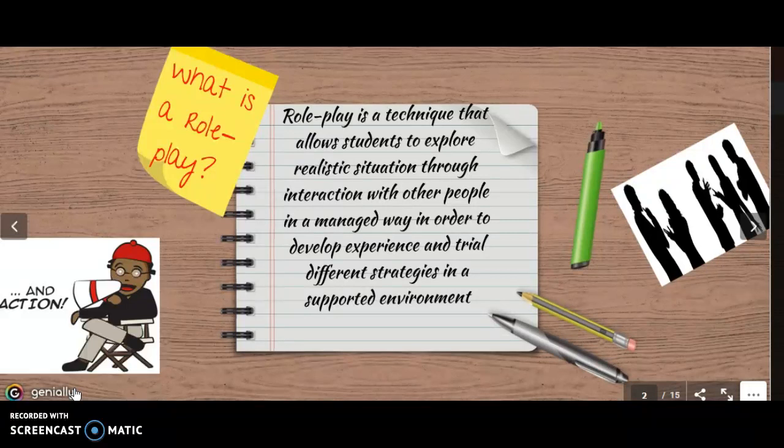What is a role play? Role play is a technique that allows students to explore realistic situations through interaction with other people in a managed way in order to develop experience and trial different strategies in a supported environment.